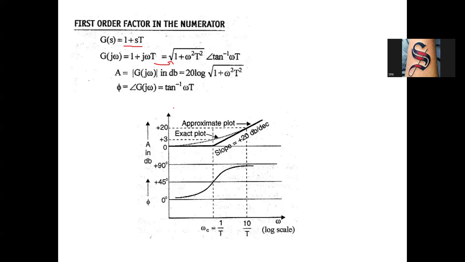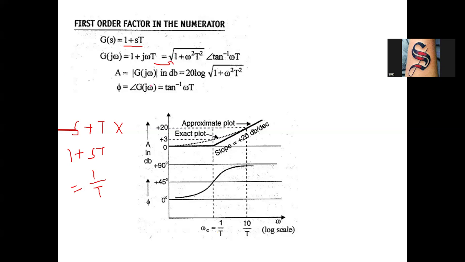Now can anyone tell what is the corner frequency? Again 1 by T, right? Because what is the standard equation? And please remember the standard equation should be in the form of 1 plus ST only. It is not in the form S plus 4, not like that. It is not S plus something, S plus T. It is not the standard form. The standard form is always 1 plus ST. Then the corner frequency is obtained simply by taking 1 by T. So here we will get 1 by T.